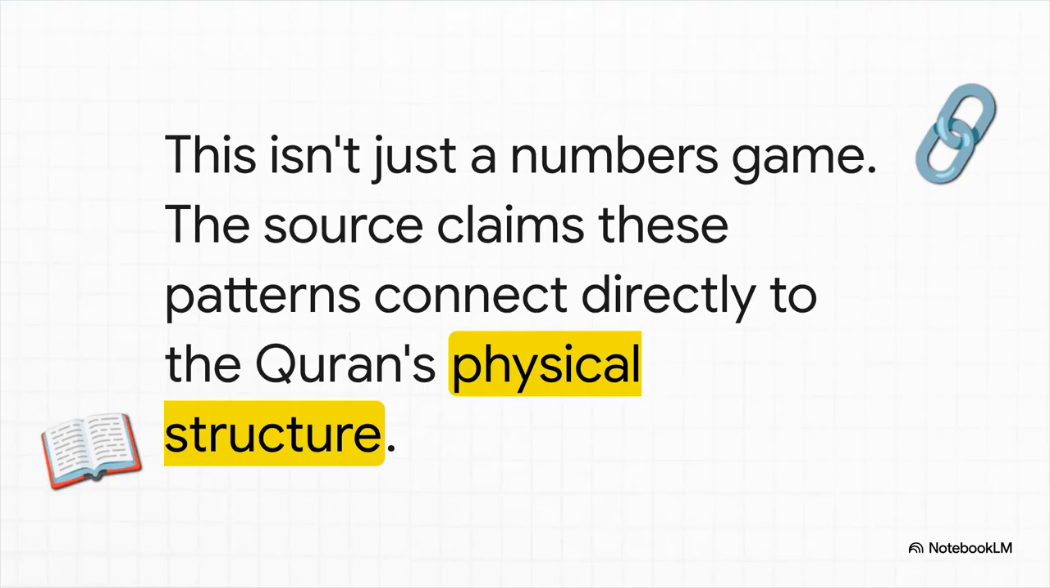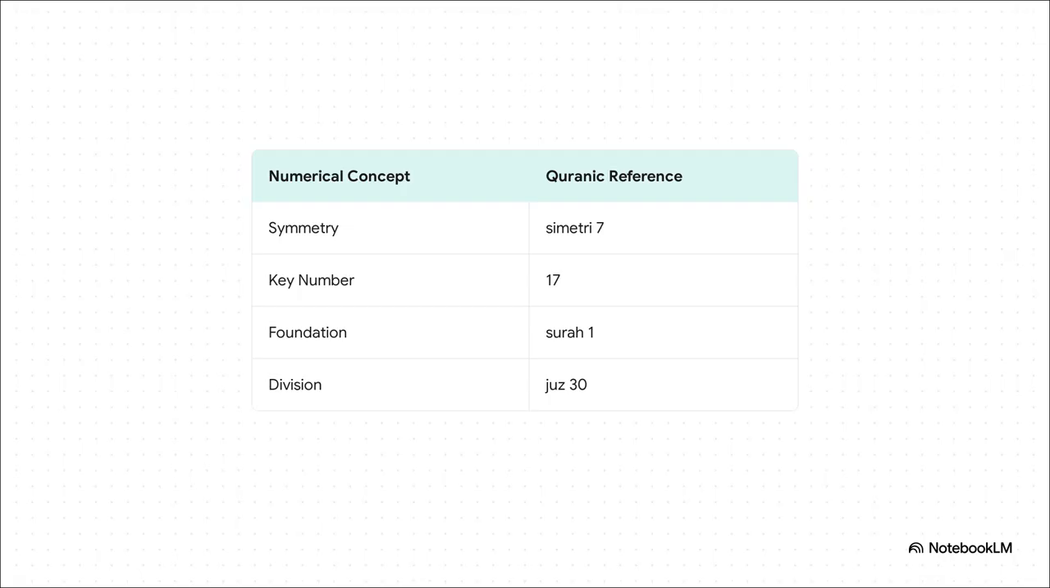So, what is the deal with all this numerology? Well, the source isn't just playing some kind of number game for fun. It's making a really bold claim that these patterns, these very specific numbers, are directly tied to the physical structure and the very foundation of the Quran. And right here is where the source lays all its cards on the table. As you can see, it's drawing these really direct lines from its numbers to specific Quranic terms. So symmetry gets linked to the number 7. The key number 17 is connected to Surah 1, which is the first chapter, and it even references Juz 30, which is one of the 30 sections of the Quran.